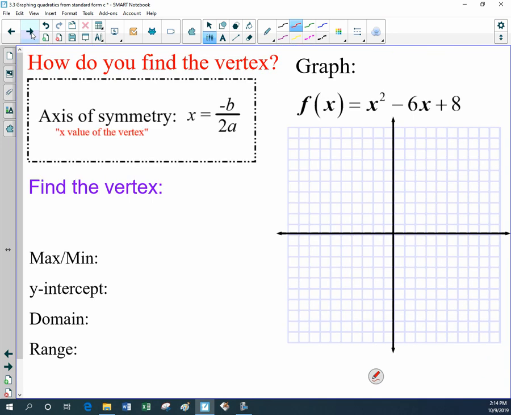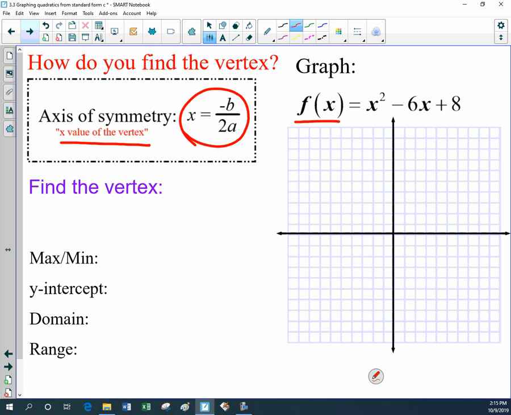Okay, so now this is kind of the main part of today's lesson. So how do you find the vertex and graph a function when it is in standard form? So we have the function f of x equals x squared minus 6x plus 8. And we're going to start by finding the axis of symmetry, which is also the x value of the vertex. And we do that by using this little formula right here. So x equals the opposite of b divided by 2a.